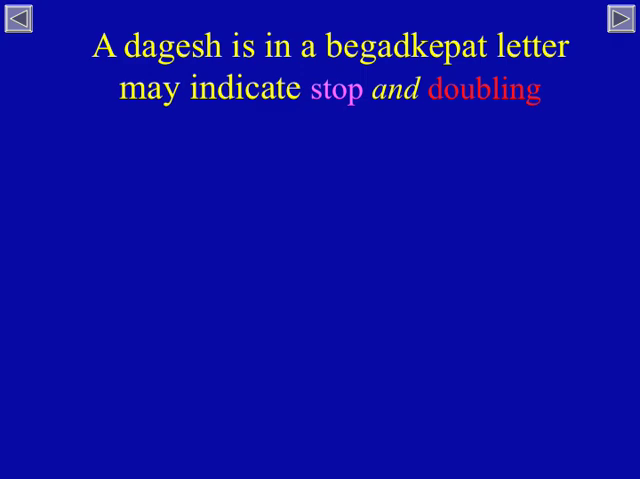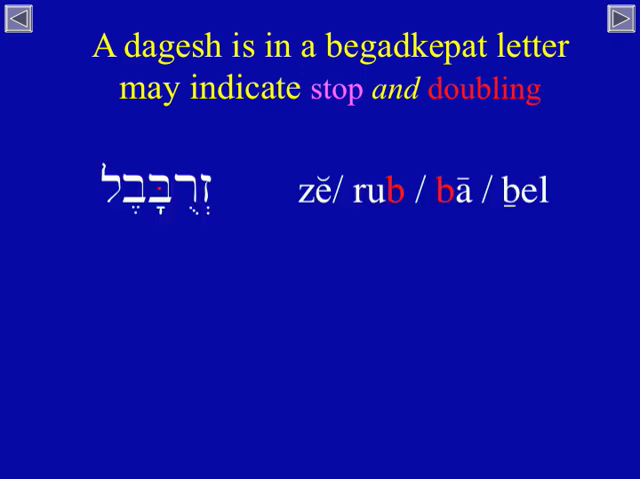When a dagesh in a bagad kafat letter indicates doubling, it's both stop and doubling, because you will never double a spirantized bagad kafat. It makes no sense even to talk about it. So here, Zerubbavel. Once we know that it's doubling, because it follows a vowel, we know that it's also a stop. End of story. You don't have to worry about it being v or anything like that. If it's doubling, it's also a stop.